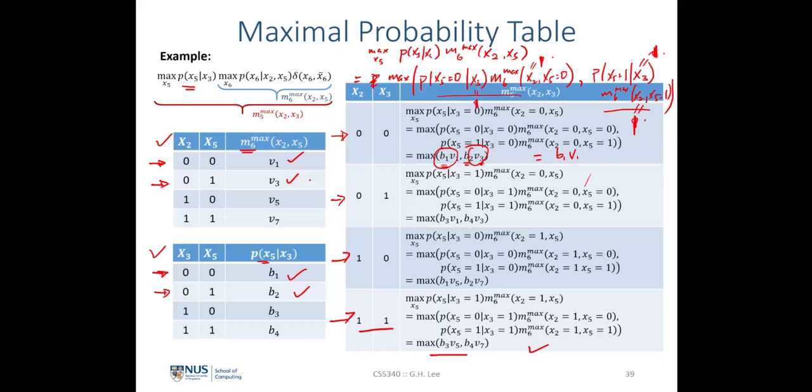So what this means is that in this case, since we are doing a maximization over x5, the resulting table would be in the order of the remaining variables in the message, which are x2 and x3. So in the case where we have a binary random variable, this means that the resulting size of the table of m5 would be simply equal to 4. In the case where we have k states, the size of this table would be k to the power of 2.